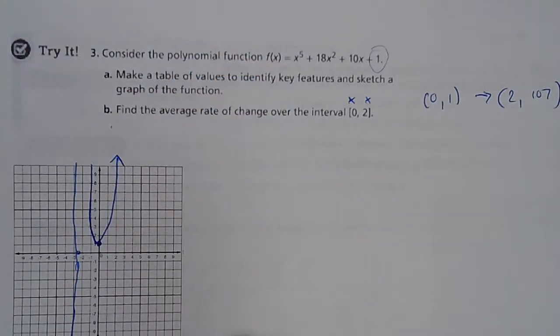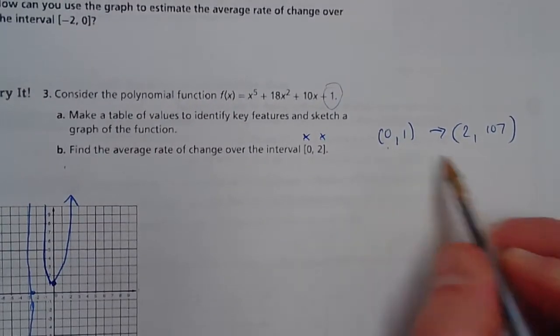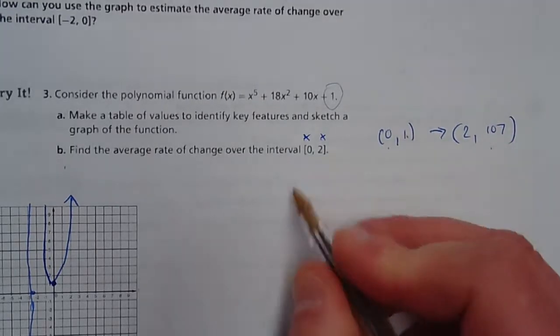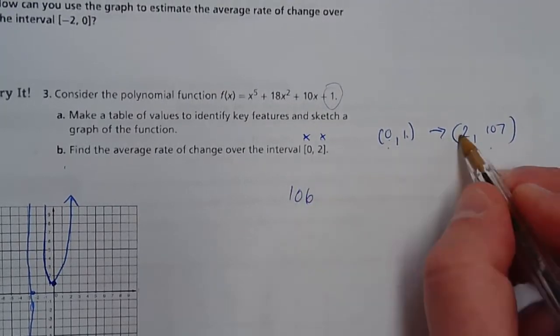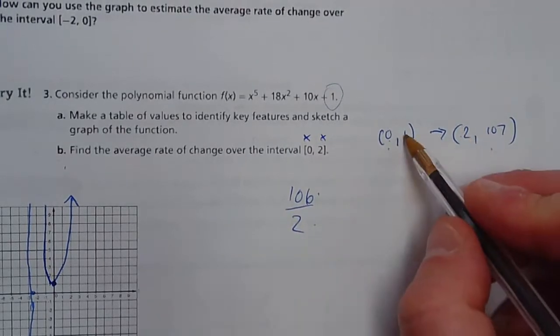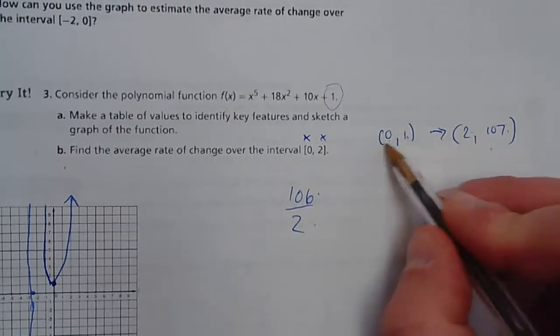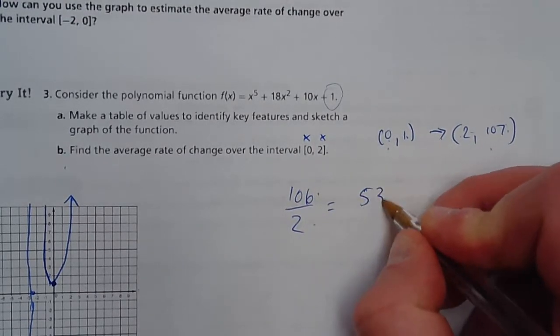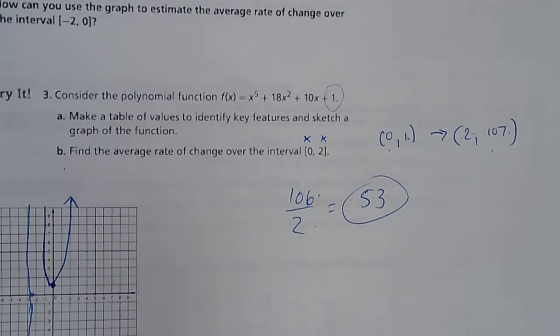So that's the change that's happening. You're going from this coordinate to this coordinate. So asking you, what's the rate of change? Well, it goes up 106, and it goes right 2. So that's the rise over the run. Again, the rise is the y values. The run is going to be the x values. So you divide that, and this would have an average rate of change of exactly 53.